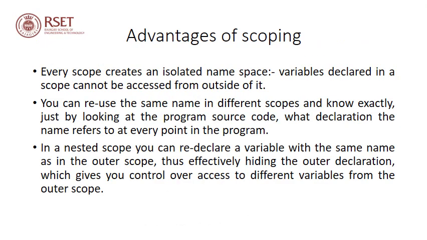Now let's discuss the advantages of scoping. Every scope creates an isolated namespace. Variables declared in a scope cannot be accessed from outside of it. You can reuse the same name in different scopes and know exactly, just by looking at the program source code, what declaration the name refers to at every point in the program. In a nested scope, you can redeclare a variable with the same name as in the outer scope, thus effectively hiding the outer declaration, which gives you control over access to different variables from the outer scope.